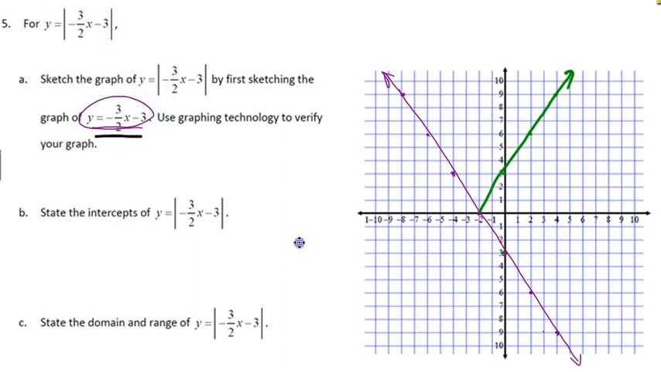Okay, let's go back. State the intercepts of y equals -3/2 x minus 3. It just says state, so we don't have to show any work. What are the intercepts? The x-intercept is -2. The y-intercept is +3. Remember, intercepts are just numbers, right?